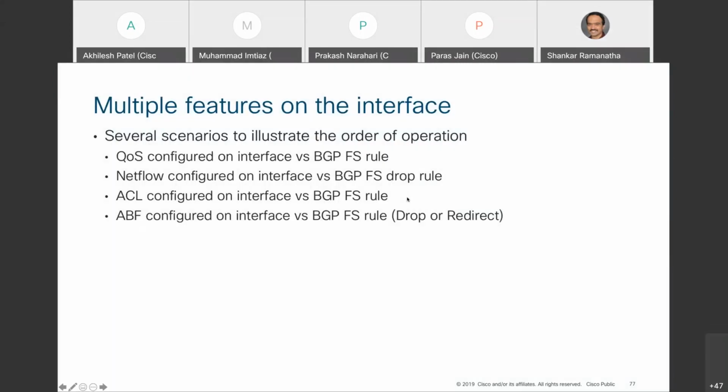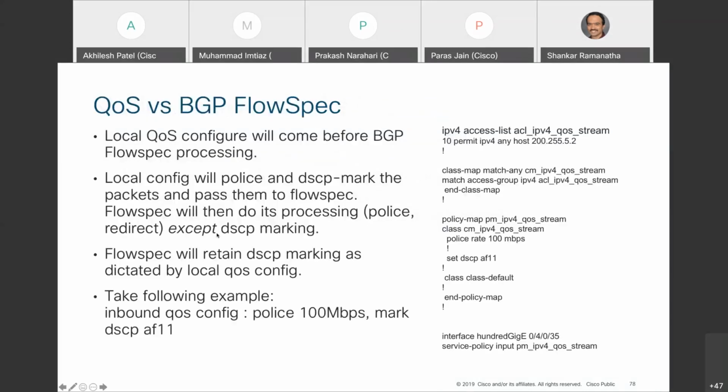Okay, so this is another interesting discussion where we have multiple features configured and how that works out along with the BGP flowspec. So we took the example of QoS, NetFlow, ACL, and ABF. So if QoS is configured already on an interface and a BGP flowspec rule comes in, then what happens? And the same goes for ACL and ABF as well.